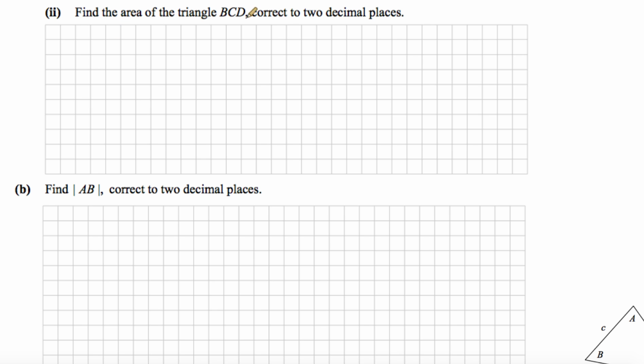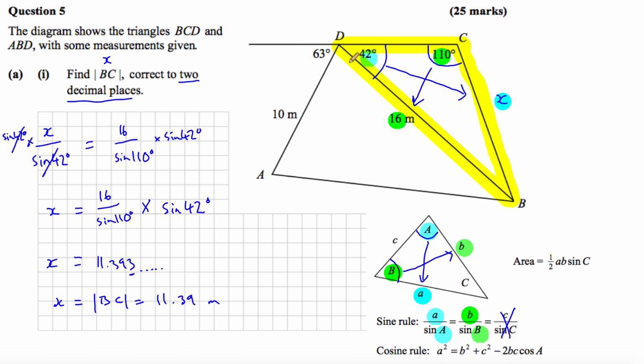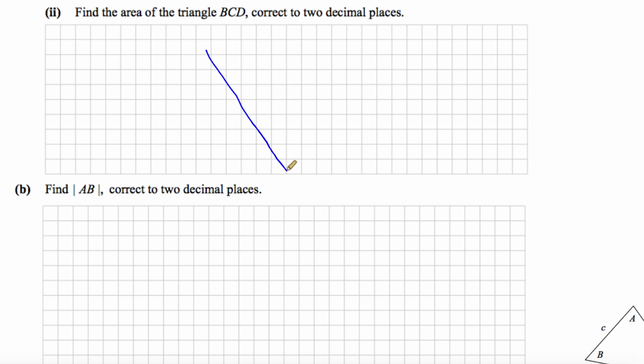Part 2 says find the area of the triangle BCD, correct to 2 decimal places. So the triangle BCD, that's the same triangle again. I'm just going to redraw a sketch of it over here. BCD looks something like this. And we had 42 degrees here, we had 110 degrees there, then we had 16 meters here, and then we had the 11.39 meters that we just worked out there. And we want the area of this triangle.